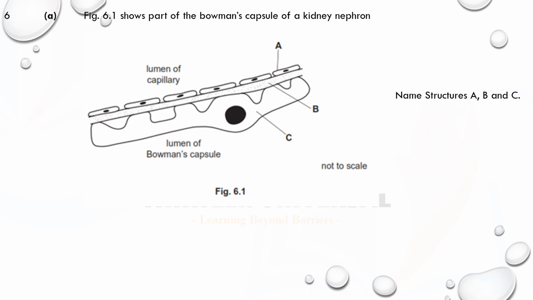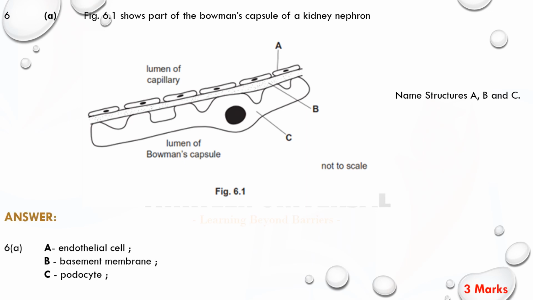All right, so look at the last question here. It says Fig 6.1 shows part of the Bowman capsule of a kidney. Name structures A, B, and C. So pause the video and try it. A is the endothelial cells of the capillary. You see that B is the basement membrane. C is what? The podocyte cells.